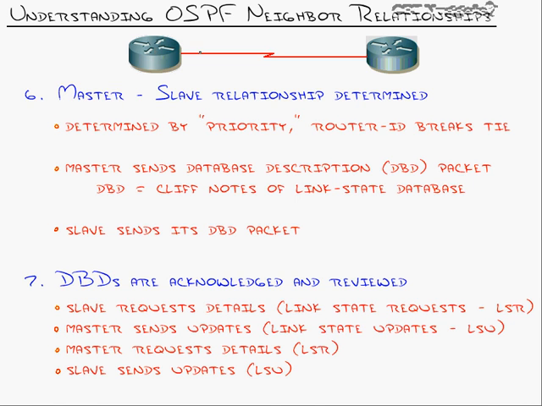The slave received the DBD packet first. It received that from router 1 over there. So it's only natural that it's going to go down that list and say, okay, well, I need to know about this and I need to know about that. And those are known as LSRs, link state requests.